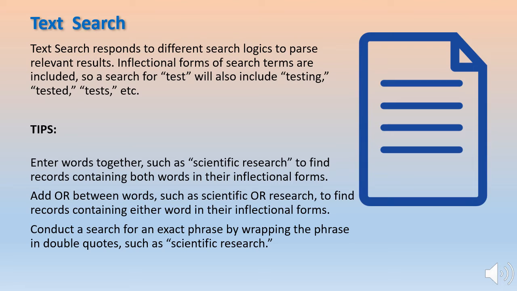Inflectional forms of search terms are included, so a search for test will also include testing, tested, and tests. Tips: enter words together such as scientific research to find records containing both words in their inflectional forms. Add or between words such as scientific or research to find records containing either word in their inflectional forms. Or conduct a search for an exact phrase by wrapping the phrase in double quotes such as "scientific research."